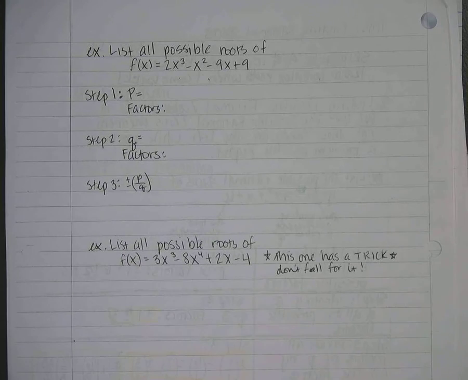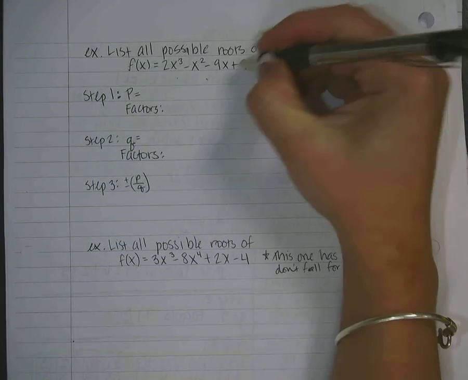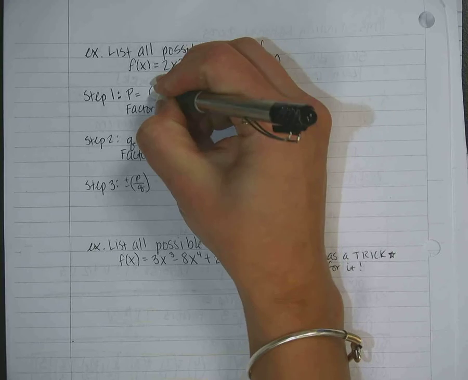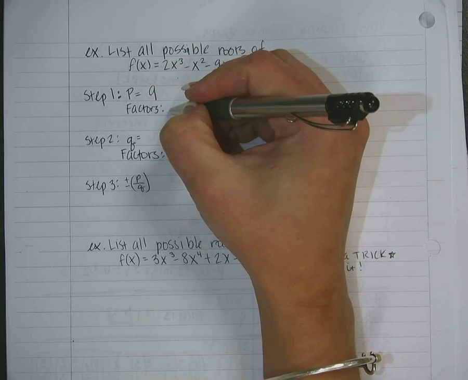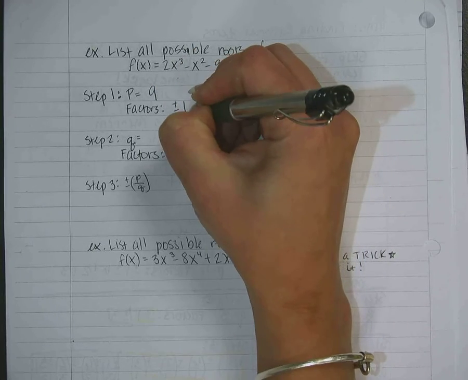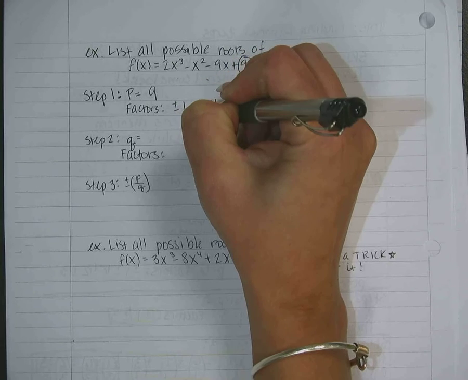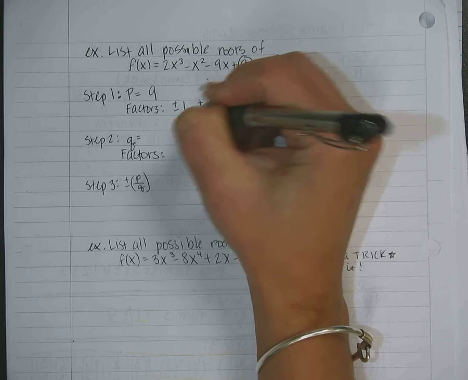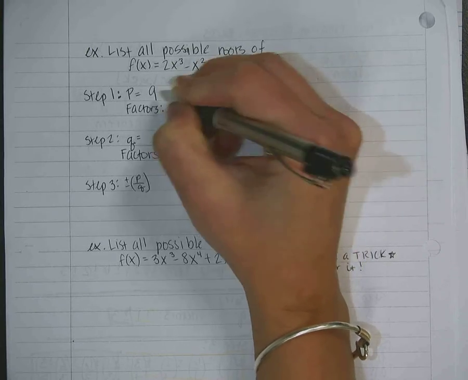Okay, so now we need to list all the possible roots of this function. So first I want to identify p. This is p. So p equals 9, and all of 9's factors are plus or minus 1, plus or minus 9, and plus or minus 3, because 1 times 9 equals 9, 3 times 3 equals 9.